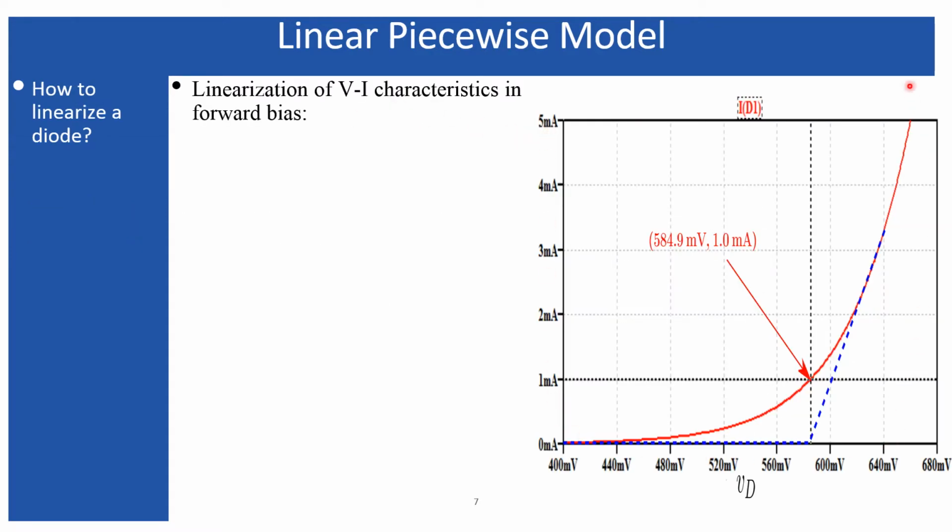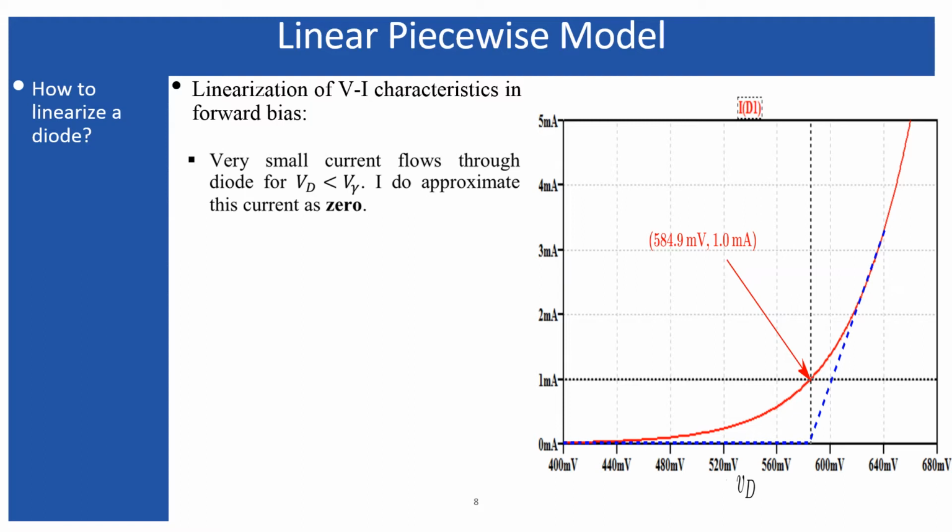This is our well-known VI characteristics of a PN junction diode in forward bias. Now we know that the diode does not draw a significant amount of current when the voltage across it is less than its cut-in voltage, which is V gamma. So we can consider the diode current is approximately 0 for a non-ideal diode. But in this case, we may assume the diode current is equal to 0 by a straight line along the x-axis.